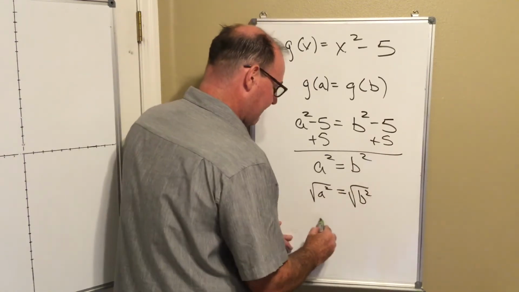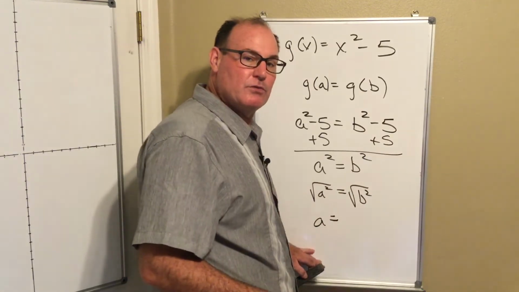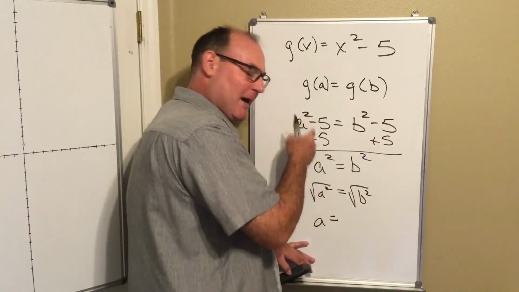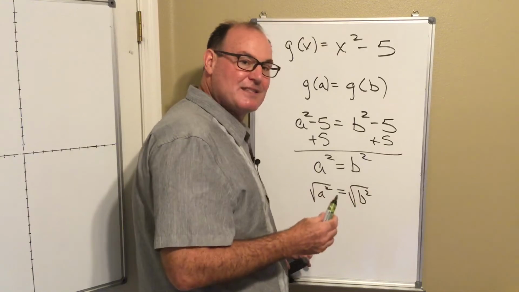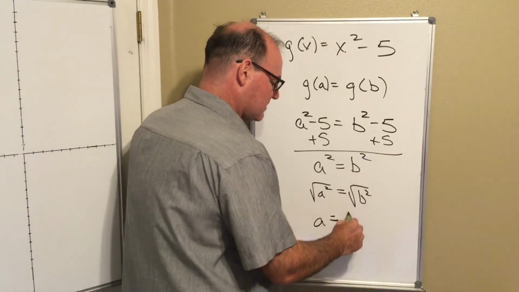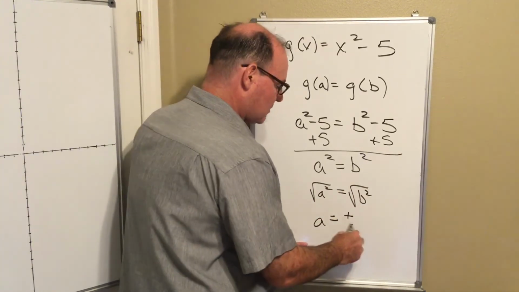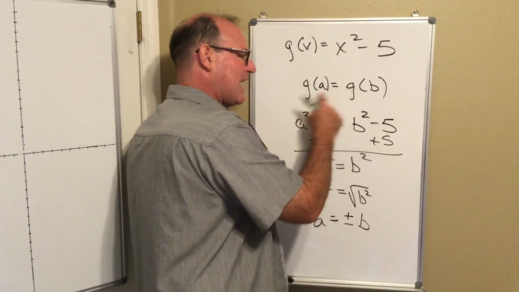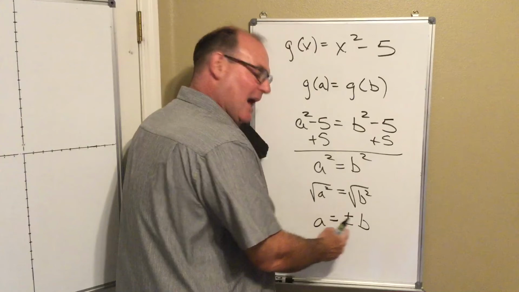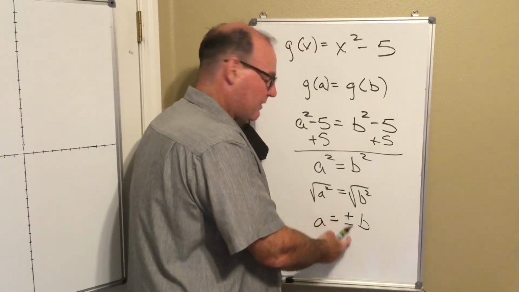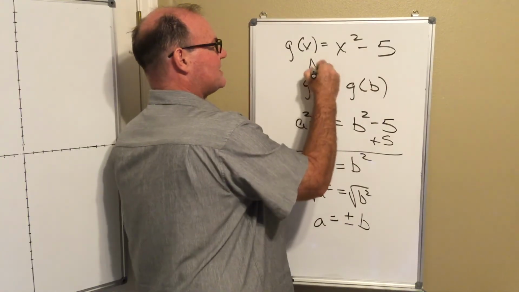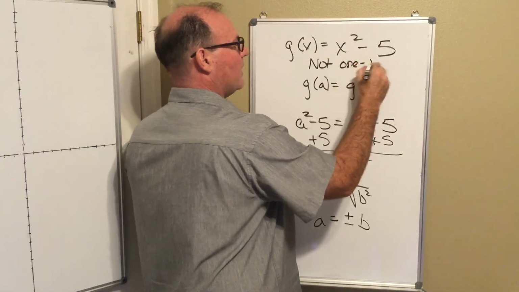And then here's the thing. When I take the square root, if I'm going back up the ladder and I was to square both sides to get back up here, there are two things that I can square to get b squared. I can square a positive value and I can square a negative value. So what that means is when I started with the same y values, they did not have to come from the same x value. There is a positive value and a negative value. So that's why this is not one-to-one.